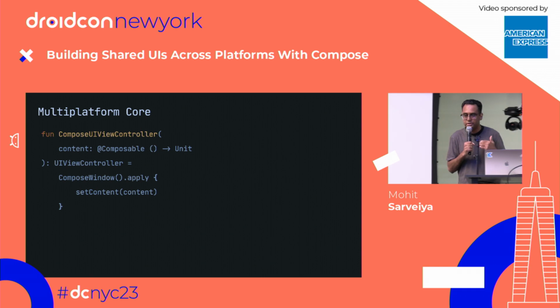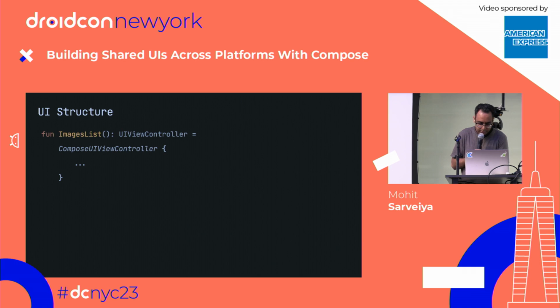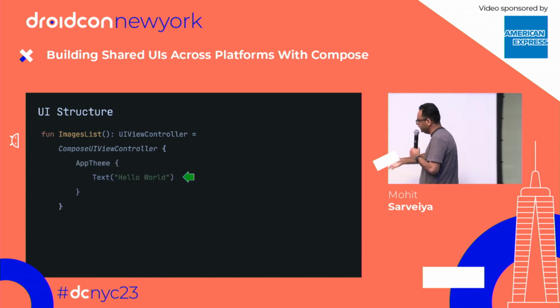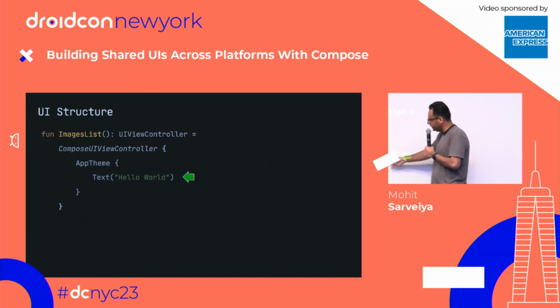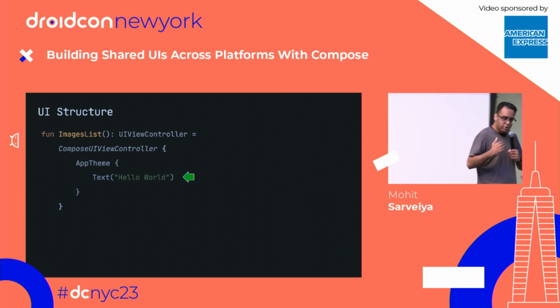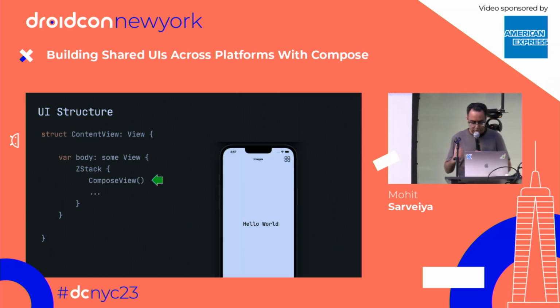And so this is the utility that you're using. The next thing you need to do is actually create your images list. So I'm using that Compose UI view controller, and it takes in a lambda, and I'm passing in what I want to display. In this case, I'm going to start off just by saying hello world. So when I run this code, it looks like this. Looks horrible.